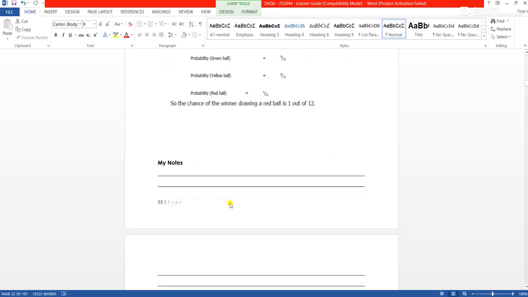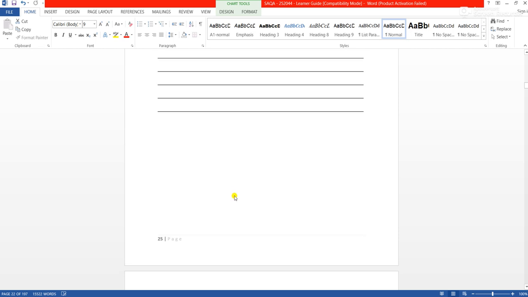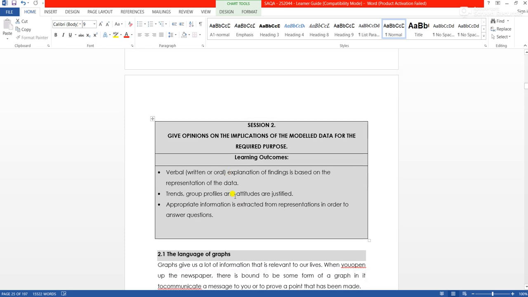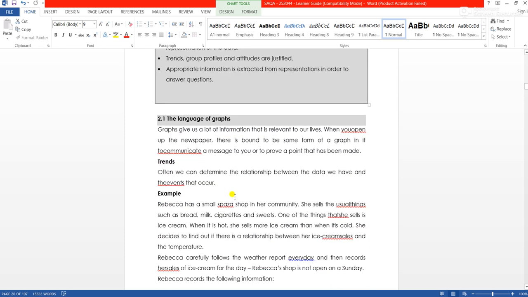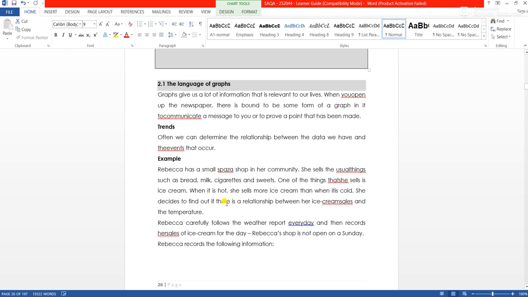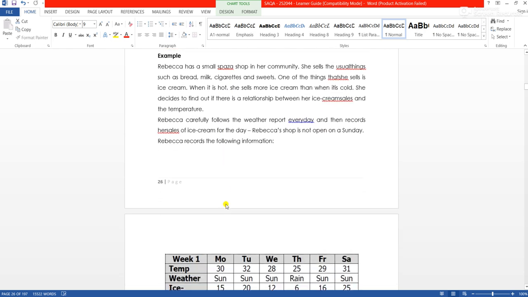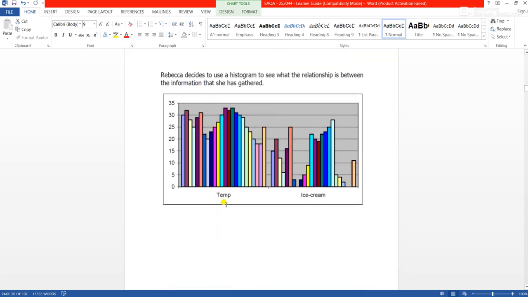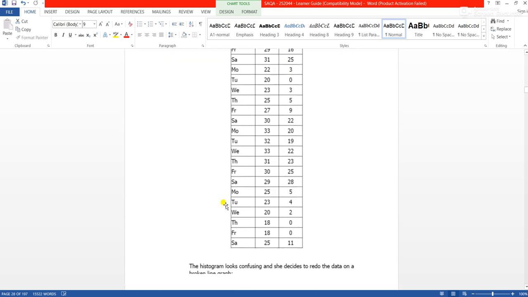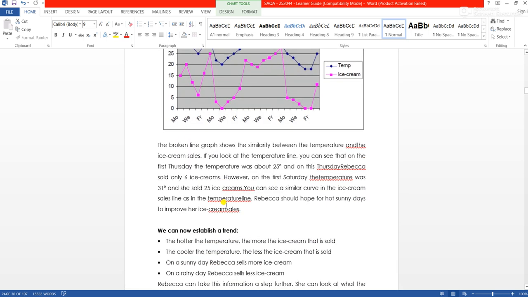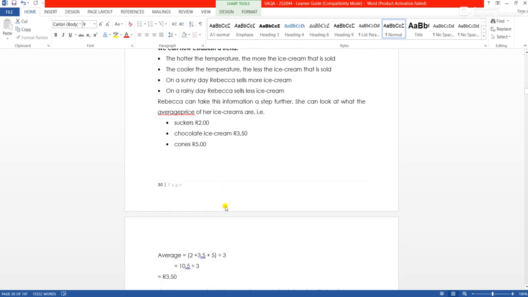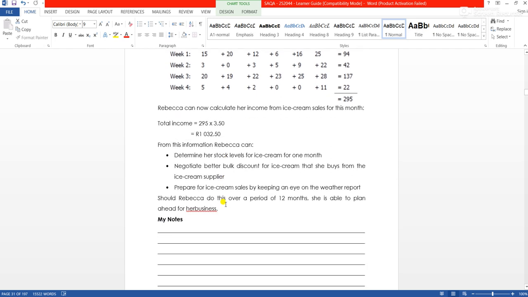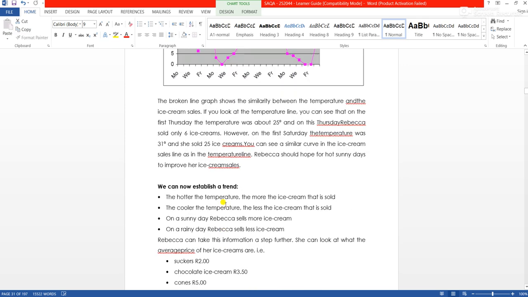We've covered probability, and now we are done with this unit standard. Session 2 is more of the language of graphs. You can go through this on your own. This will tell you the trends and how you can extract information from graphs and provide information. It's not that complicated. Just go through this example and the trends. It's much easier because most of the things are already covered, and it's simple. You just go through what they tell you to do.